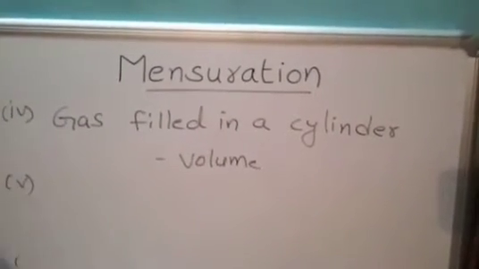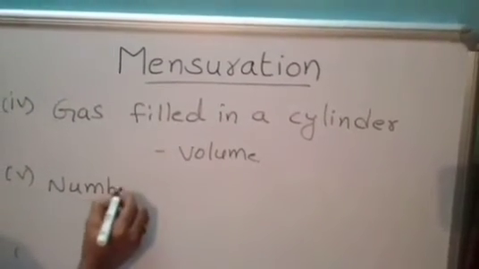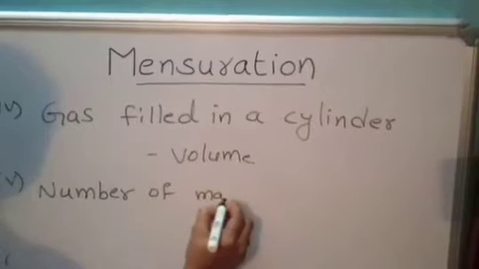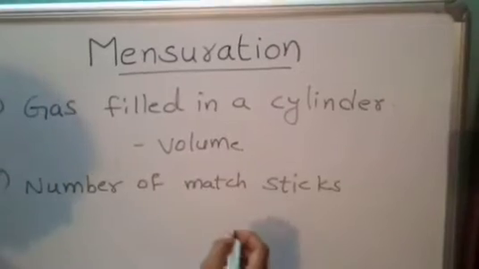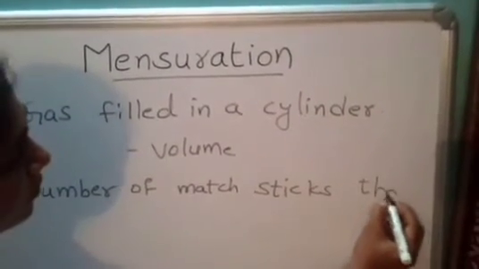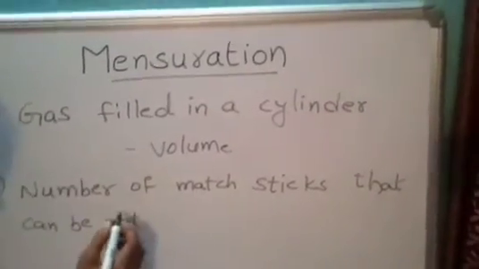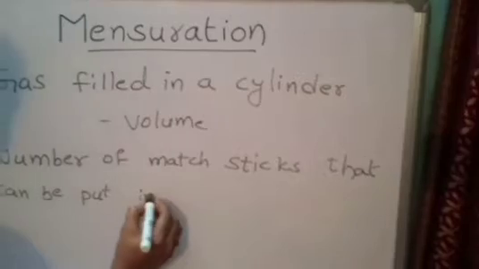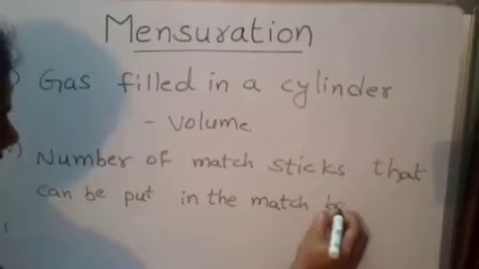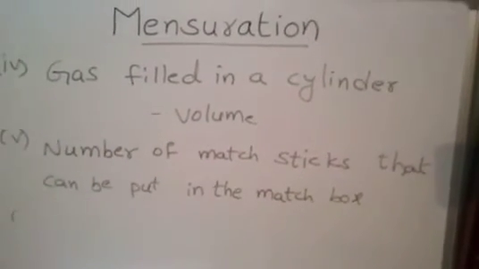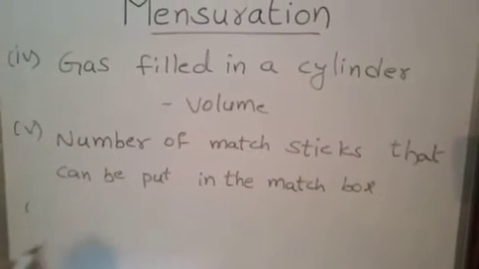And next, fifth one. Number of matchsticks that can be put in the matchbox. Matchsticks occupy space in the matchbox. That space is called volume.